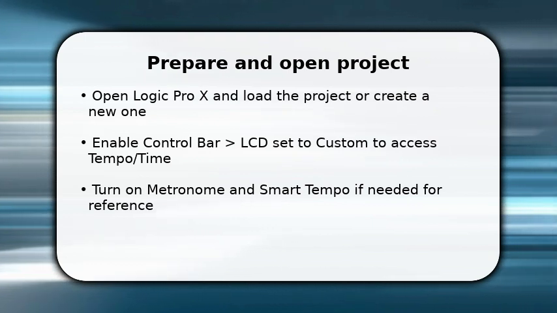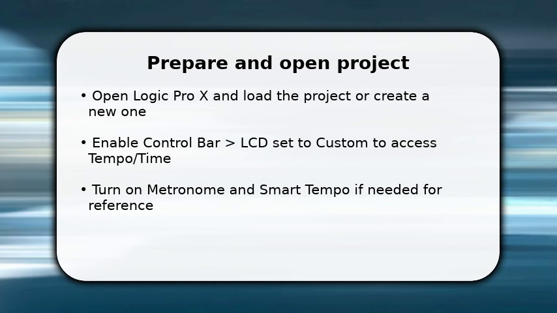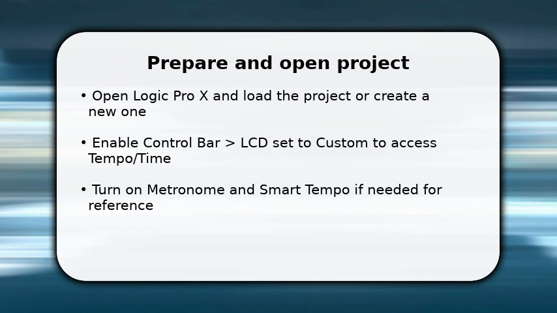If your audio was recorded without click, enable Smart Tempo to analyze timing automatically and turn on the metronome for steady reference. Once done, select the track or region you're changing, because you'll be working at the region and project tempo level next. Now you'll change the tempo and handle regions.